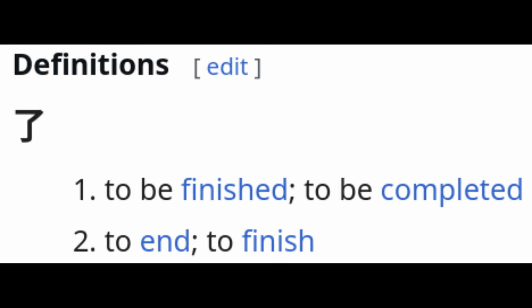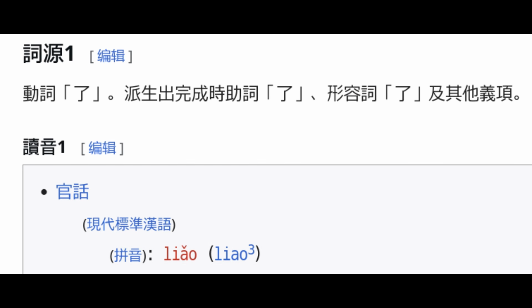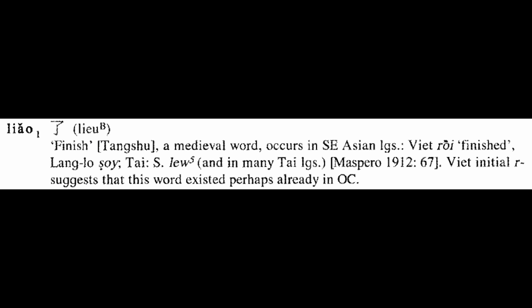Okay, so this character le was almost certainly originally pronounced liao. It originally meant to complete or to finish and was originally just a verb. As this Chinese Wiktionary page succinctly explains, the verb liao eventually was used so commonly that it turned into the grammatical particle le. And the Etymological Dictionary of Old Chinese traces the use of this character back to right around the Tang Dynasty.